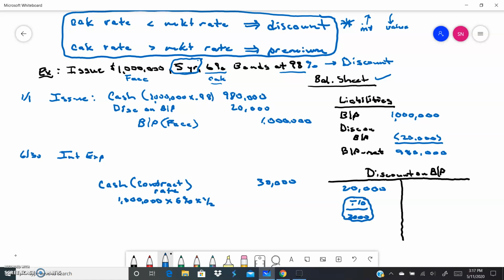So this is on 1/1. So on 6/30, we're going to make an entry for $2,000. So 1/10 of that is going to be amortized. So we're going to credit discount on bonds payable, 2,000, and therefore interest expense is going to be $32,000.